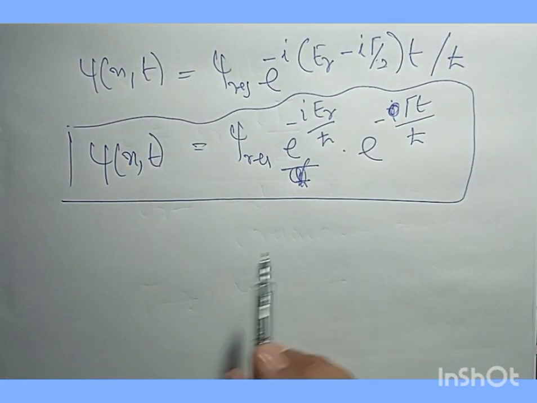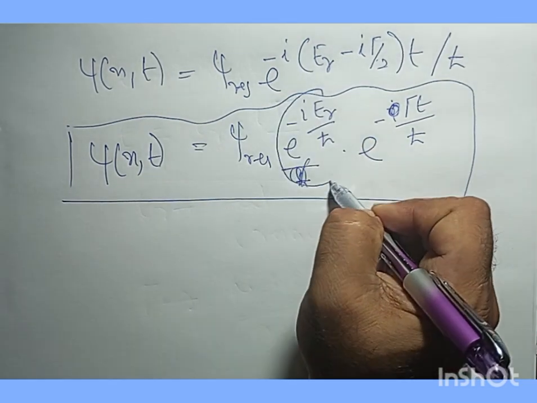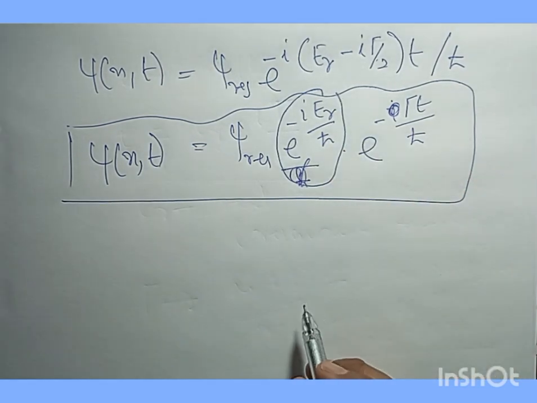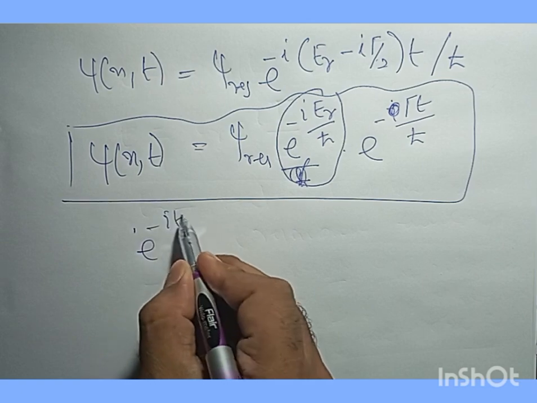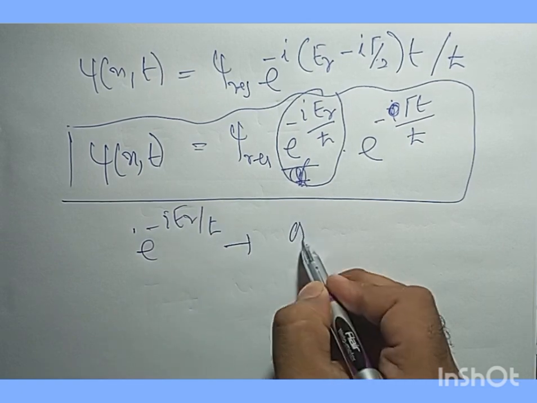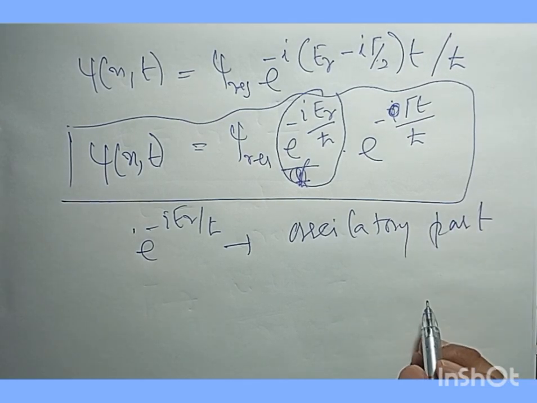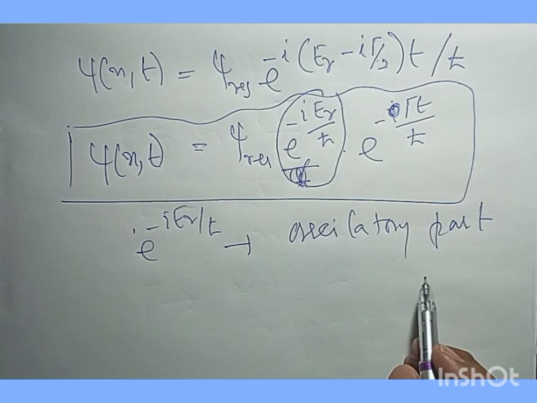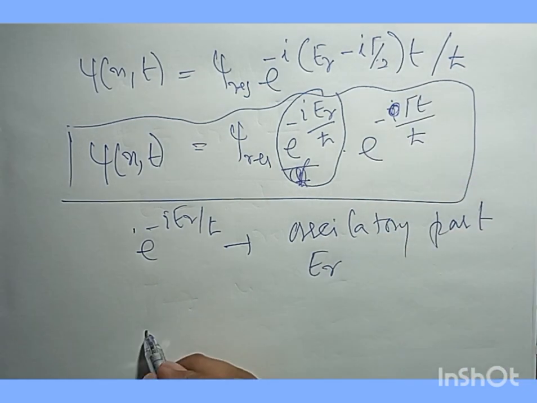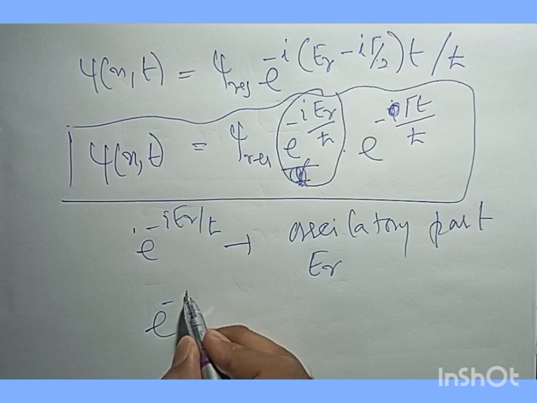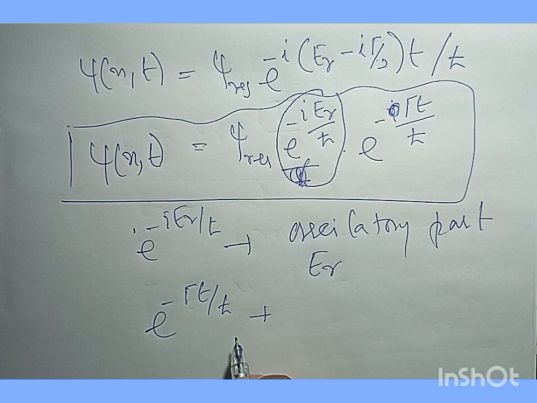So the beauty of this equation is that this part, e to the power of minus i E_R t by h bar, is the oscillatory part, corresponding to the oscillations with energy E_R. And the other part, e to the power of minus resonance width times t by h bar, is the decay part.